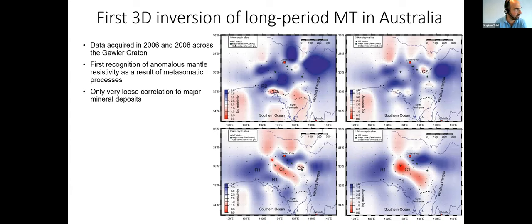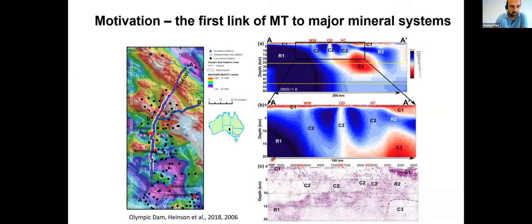And I saw an interesting comment from Paul Bedrosian a few weeks back, where he said that you obviously see similar structures in North America, where Proterozoic overprinting introduces metasomatism that was highlighted by some of these conductors. But what really gave a very strong argument for expanding MT and going on a much larger scale are the absolutely stunning results that Graham Heinson produced over the years across this profile here.